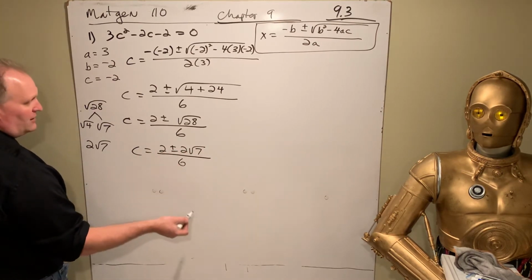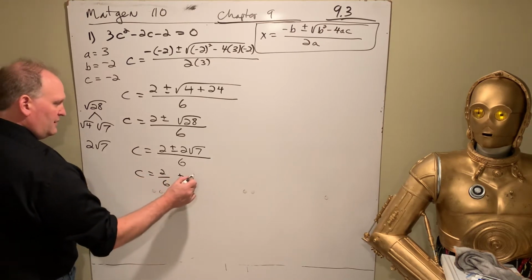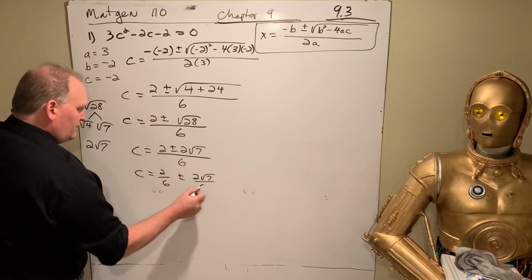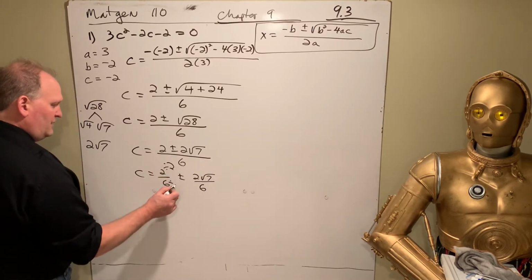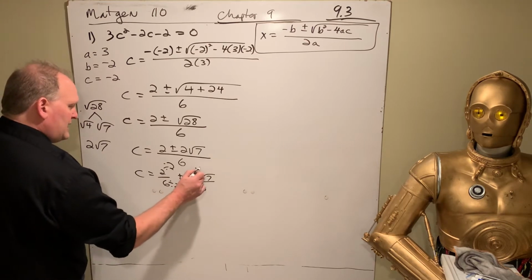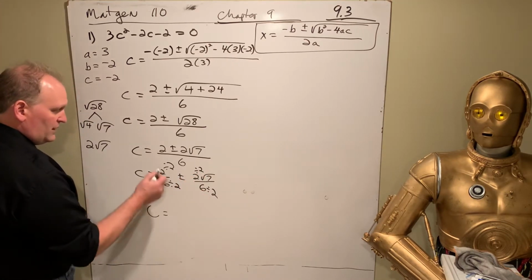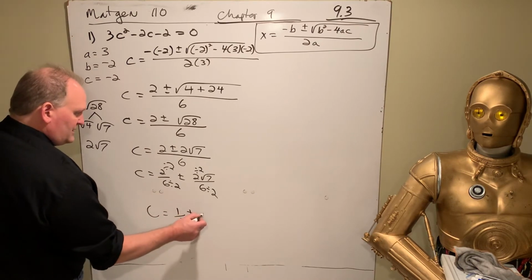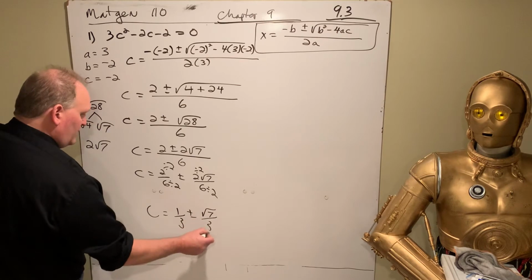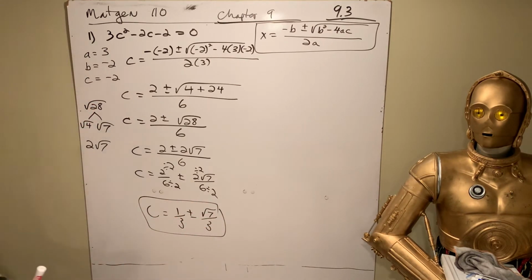And then we can go one step further and split it into 2 fractions, and then another step, reduce it. Wow. I guess we want really ugly ones for the notes. So what is that? That's 1/3 plus or minus the square root of 7 over 3. Done. Good. So that wasn't exactly a walk in the park.